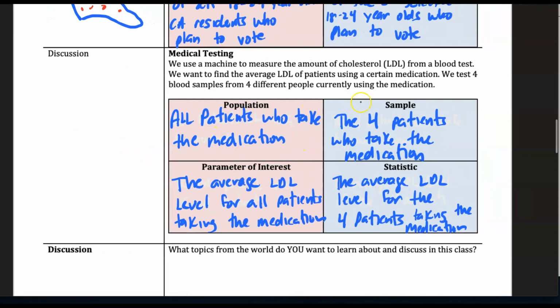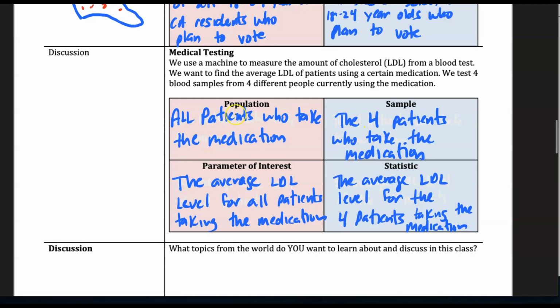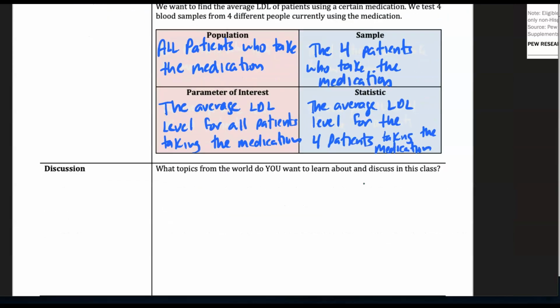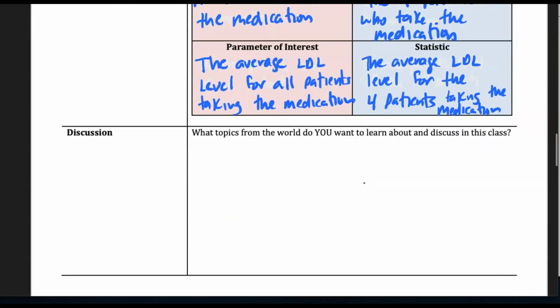Here's another question just to practice this idea. You can see the difference between a population and a sample. Then we use the samples to get a statistic, and we hope that statistic describes the parameter. In this case, all the patients who take the medication are the population, the 4 that we sample are the sample, and we hope that describes that population. Again, it's one of the reasons why we do statistics.